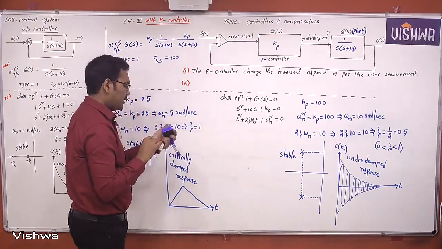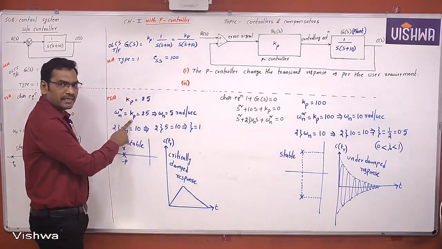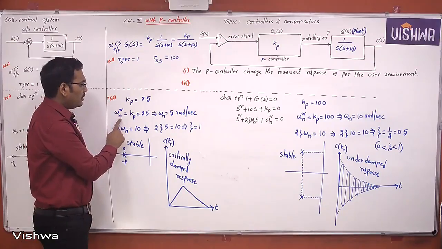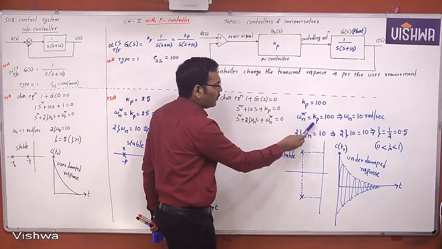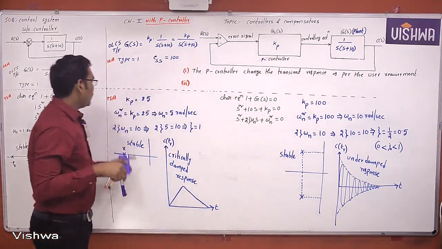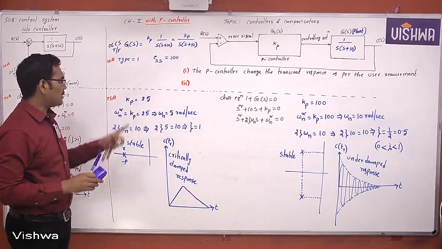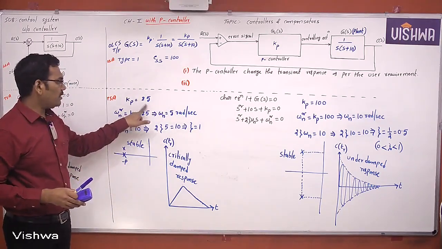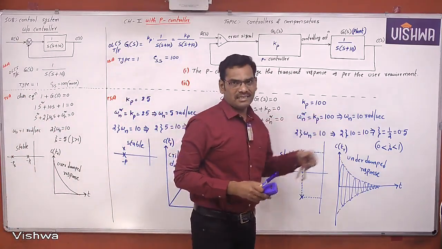The second point is now omega n and kp relation. What is omega n and kp? Is directly proportional. Is it right or not? So as kp increases, omega n also increases. See here, when kp is 25, omega n is 5. When kp is 100, omega n is 10. Is it right or not?